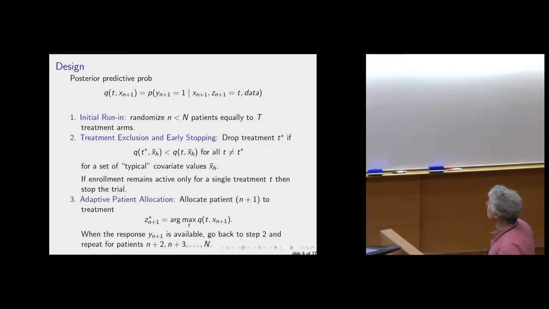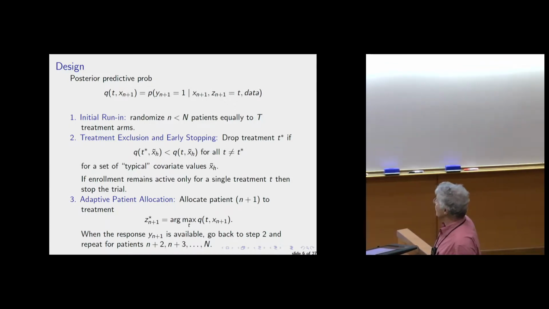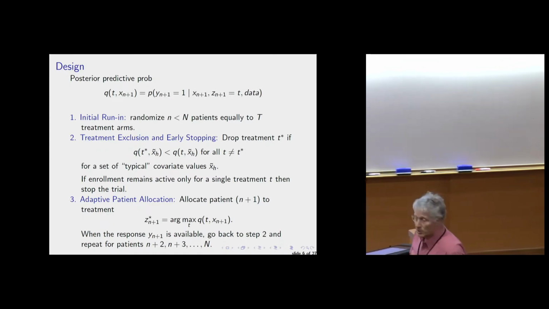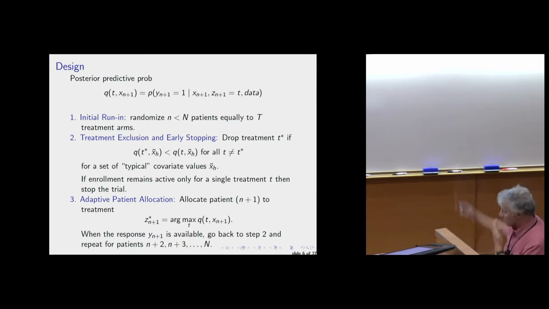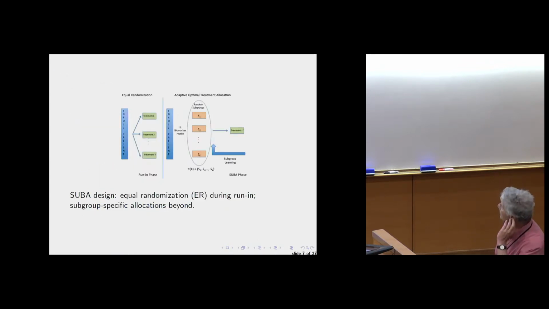As long as we continue after the initial run-in, we do aggressive adaptive treatment allocation by allocating to the next patient the treatment that looks best in the light of the current data. I don't want to defend this as being particularly smart. It's a little arbitrary, just trying to allocate patients to what you believe to be the best treatment for them.